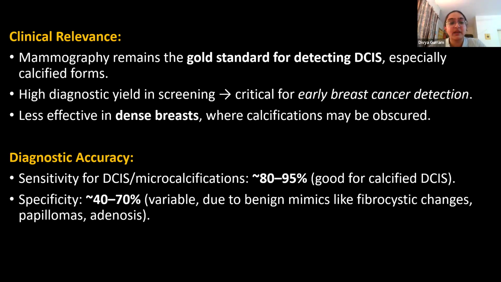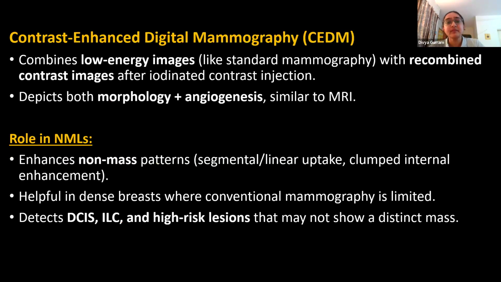And coming to the diagnostic accuracy, the sensitivity for DCIS, especially with microcalcifications, is extremely high, about 95%. So it's very good for calcified DCIS. But again, the specificity varies between 40 to 70%. And this is mainly because there are many benign mimics like fibrocystic changes, papillomas, and adenosis. So mammography is a really good screening modality, but again, requires careful correlation with ultrasound or MR.